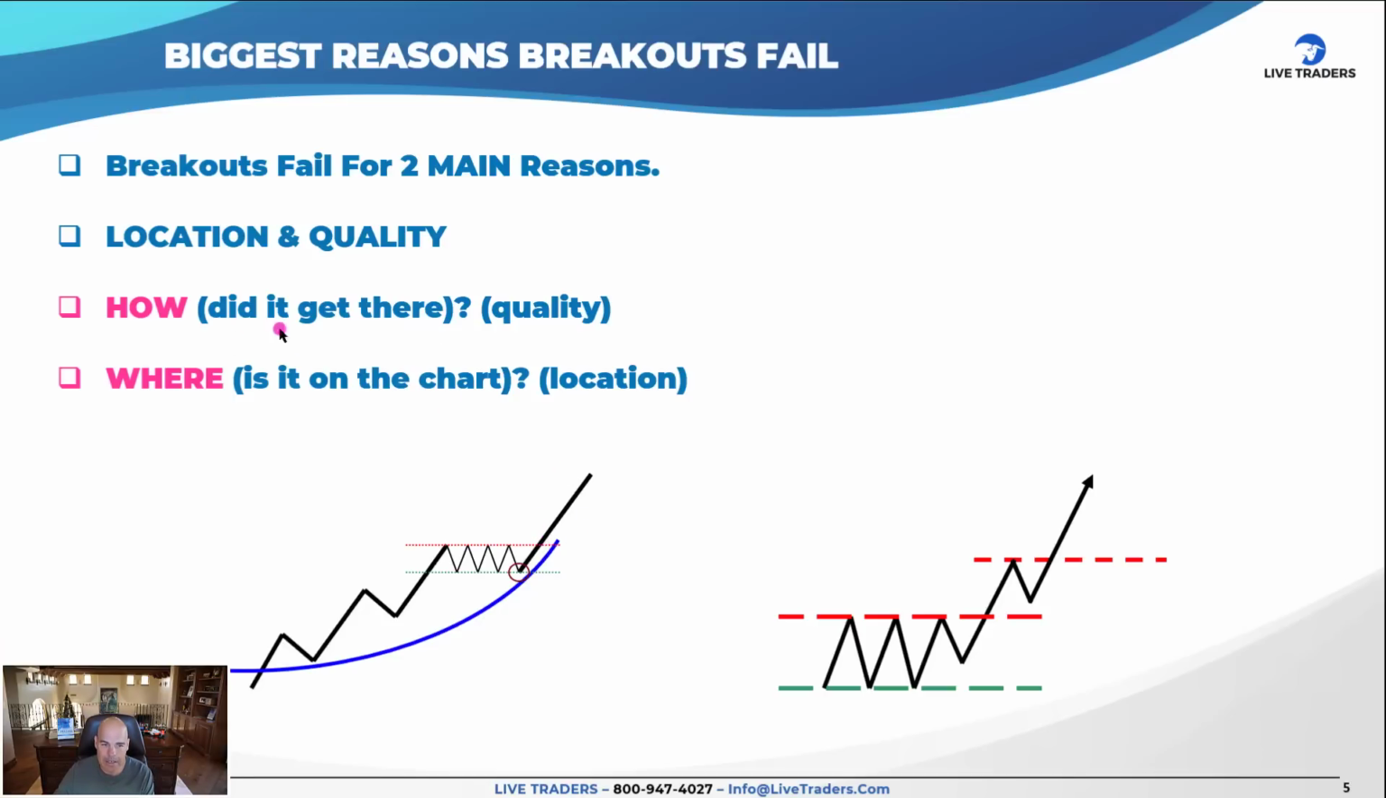See, how did it get there? What's the quality? Did it get above the red line after 5 straight bars in a row up? I'm not sure I want to buy that. Right? Look to the right over here.